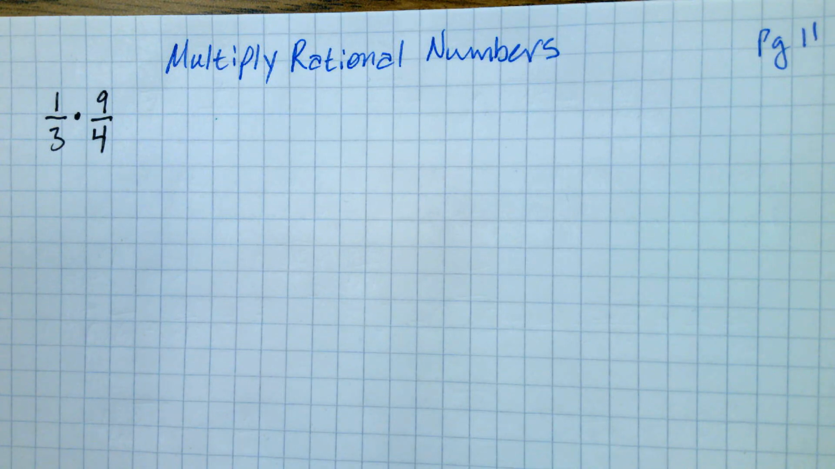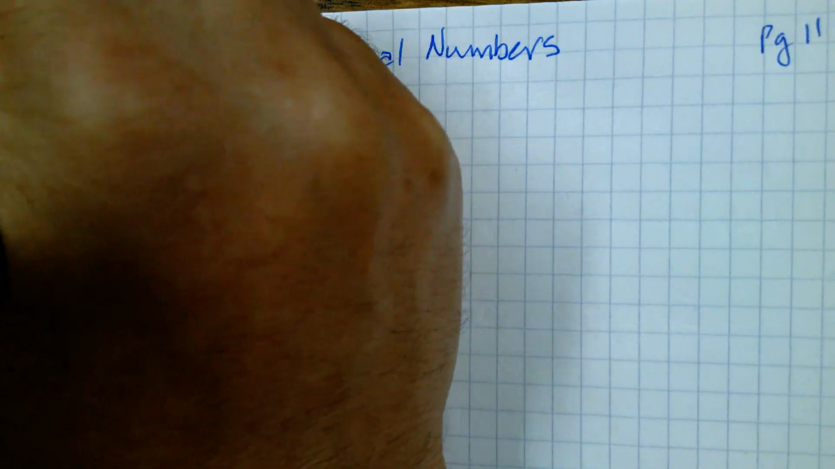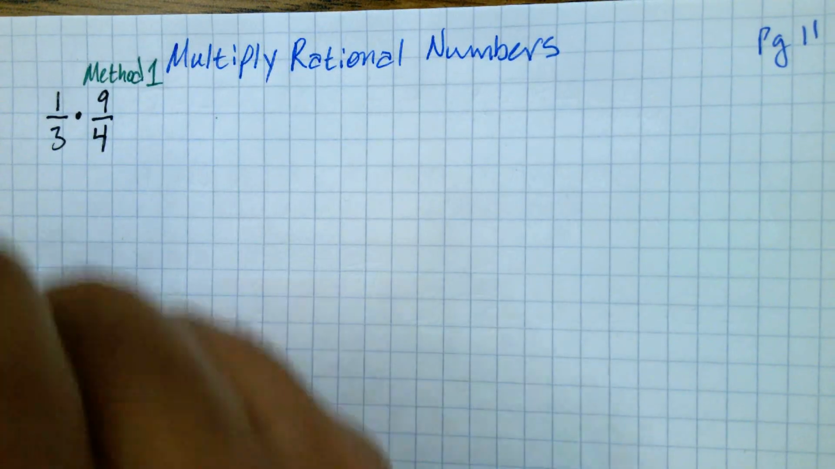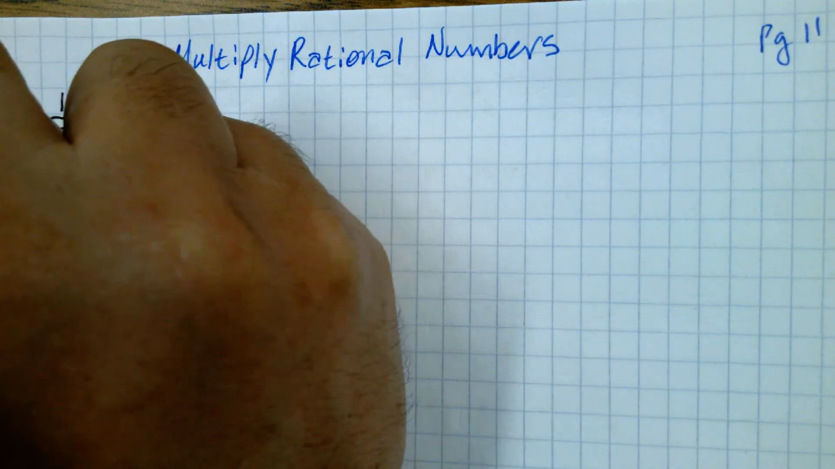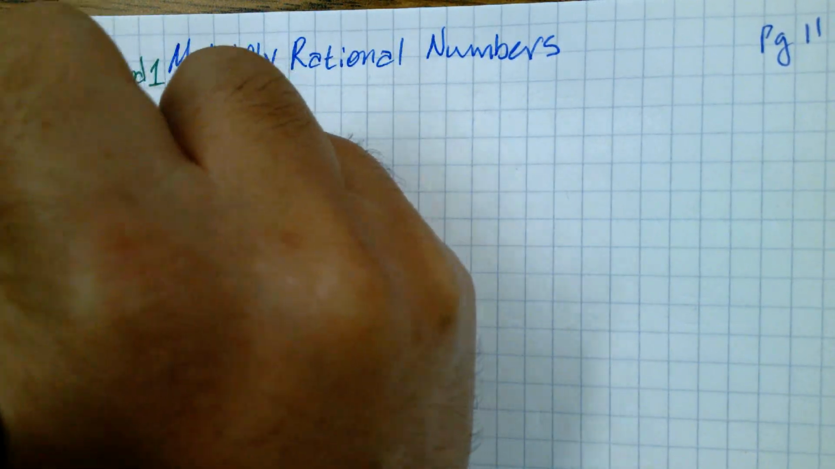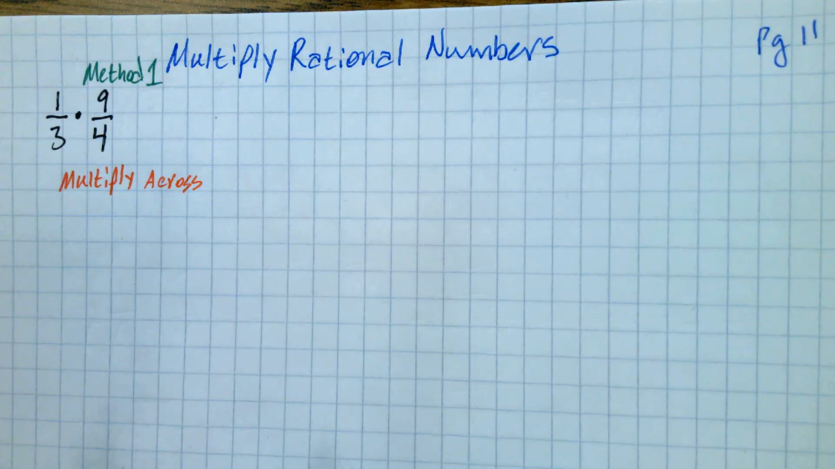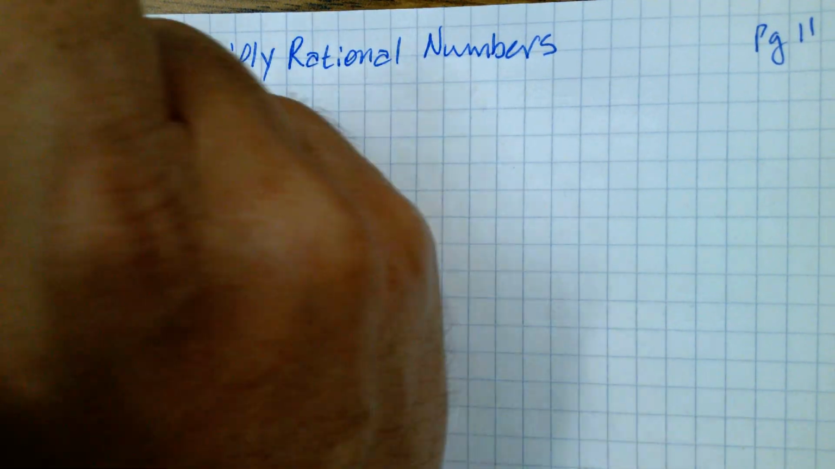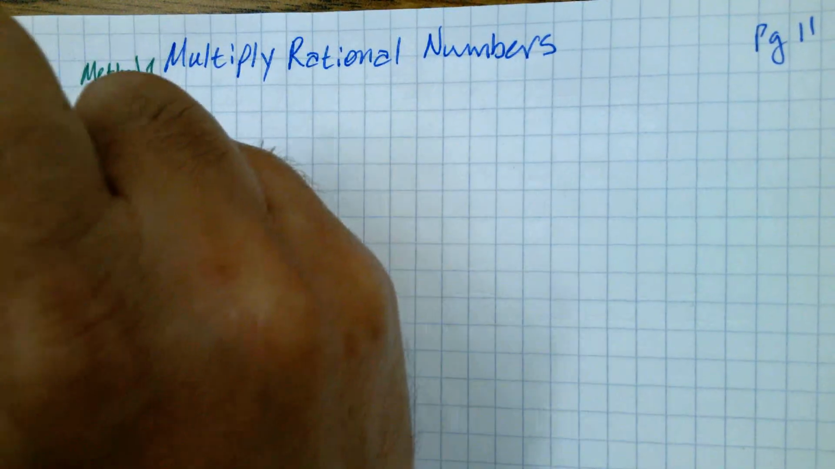So method one is just multiply across. Okay? So we're just going to multiply across. And so let's do that. We're going to multiply 1 times 9. That's 9. And we're going to multiply 3 times 4.